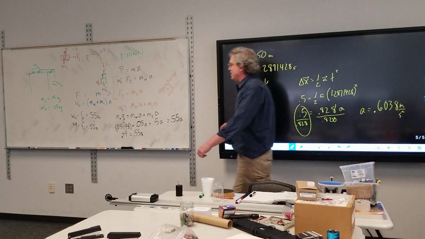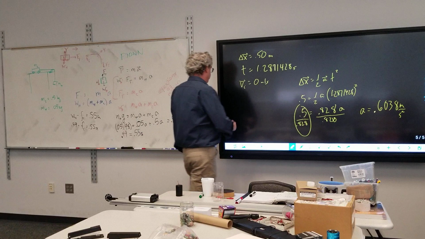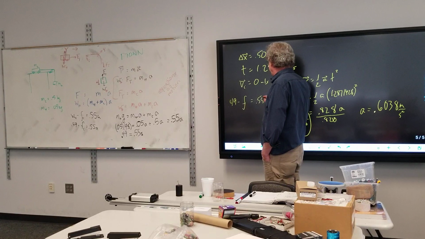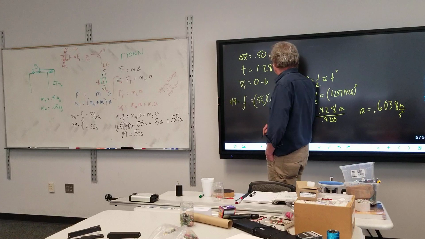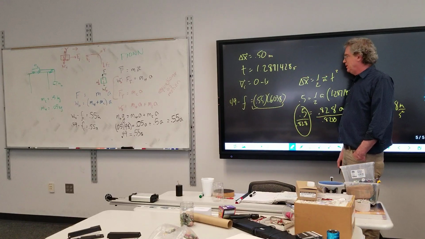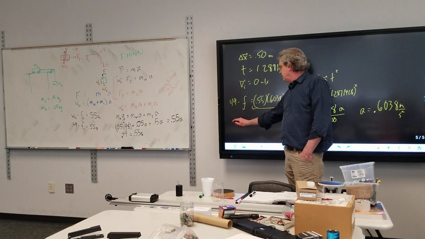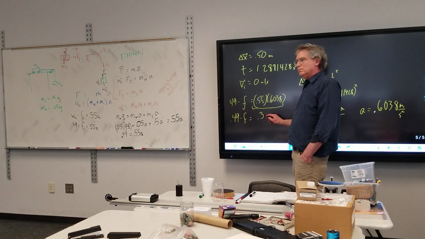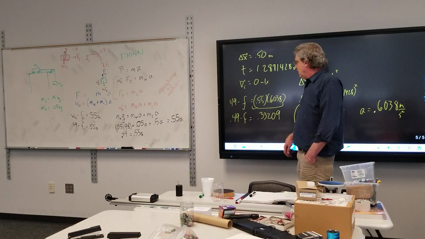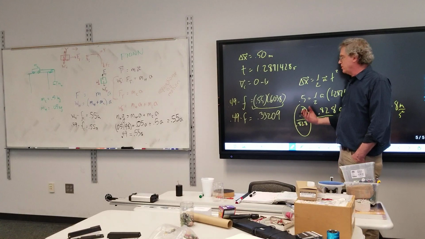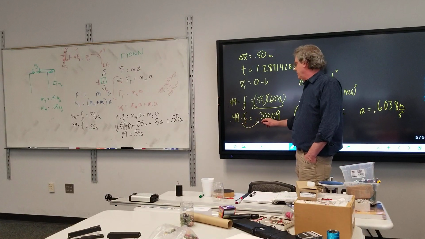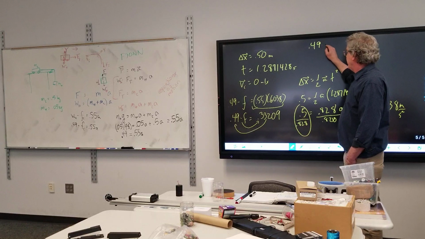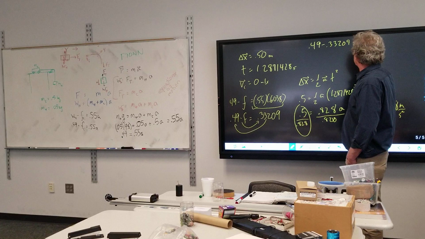We can take that and plug it into here. So we have 0.49 minus the friction is equal to 0.55 times 0.6038. I want to get F all by itself, so there are several ways of doing it. I'm just going to add F over here and subtract 0.33209 from the other side. I end up with 0.49 minus 0.33209 is equal to my friction.